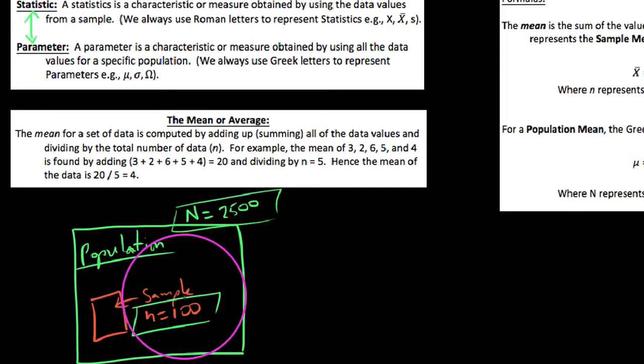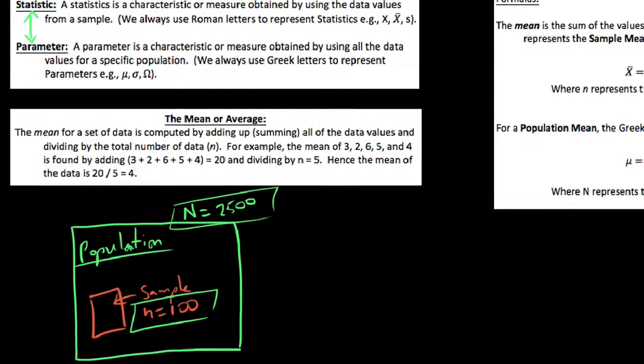If we talk about a statistic, we can take a look here. We say a statistic is a characteristic or measure obtained by using data values from a sample. A statistic is any measure that we gathered from just using a sample, which is kind of an imperfect picture of the population. Whereas a parameter is a characteristic or measure obtained by using all the data values for a specific population. So we just want to be clear on this. When you find a measure for an entire population, we refer to it as a parameter.